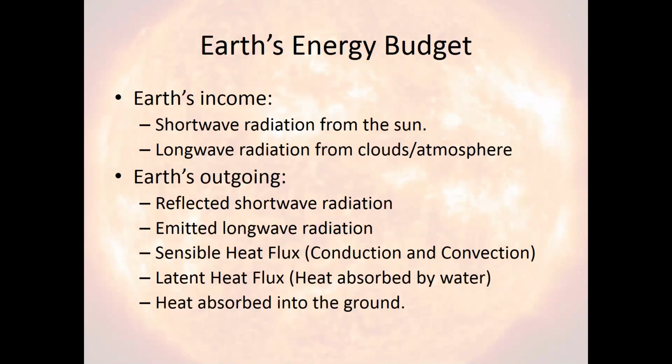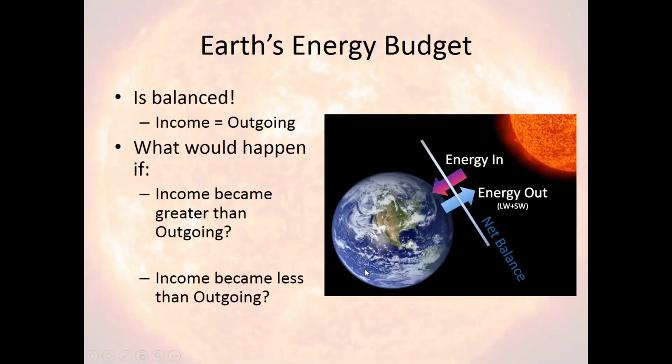So Earth has income and Earth has outgoing. And Earth has a balanced budget. If you actually totaled these two things up, you would be surprised to find that they're equal to each other. Income equals outgoing. Earth's budget is balanced. Incoming equals outgoing.